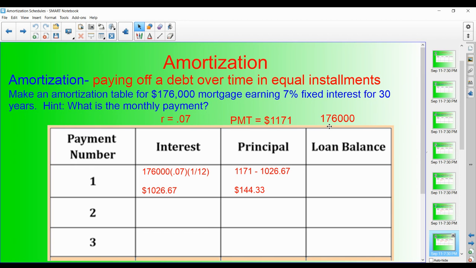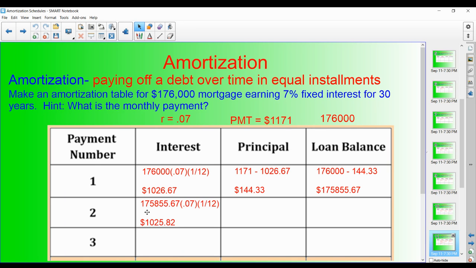Now, my loan balance started at $176,000. I got to pay off $144, and I'm still left with a balance of $175,855. So after paying $1,100, I really only got to take $144 off my loan. Now we do this for 360 months, so eventually the principal payment's going to be higher, as we'll see.